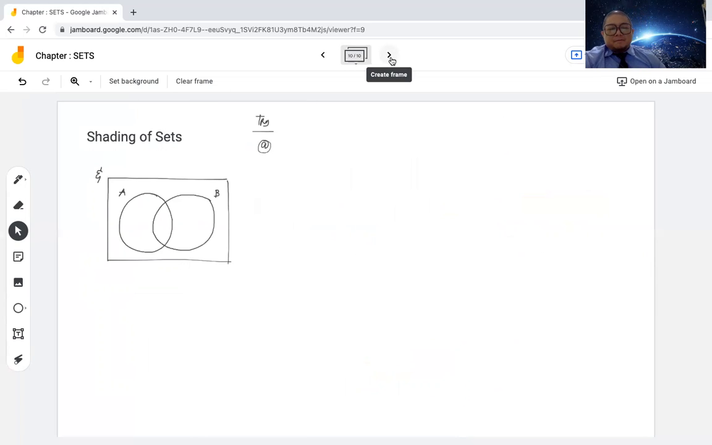Shading sets. Okay, so this time we are going to shade the Venn diagram that pertains to the operations of the sets. Let's say, for example, I am given A union B. This is my example number 1. So what I need to do is to just put a tick to the set that we are referring to.